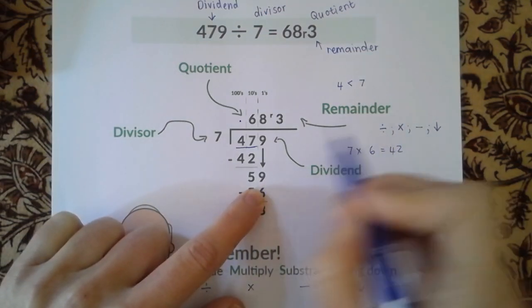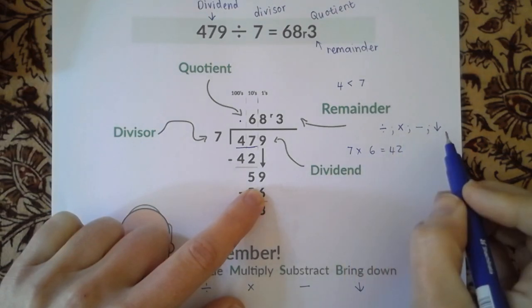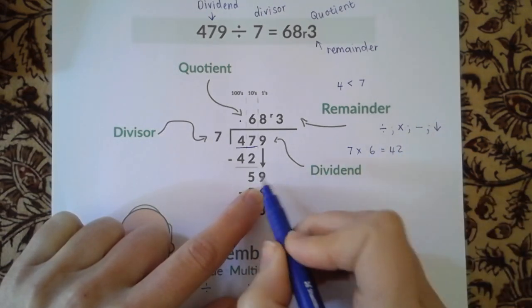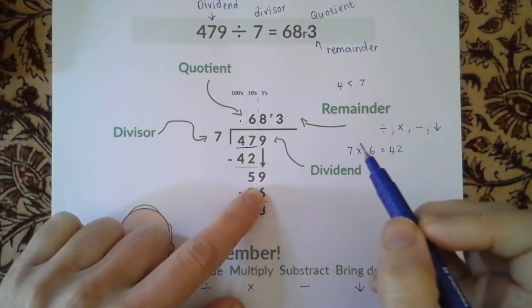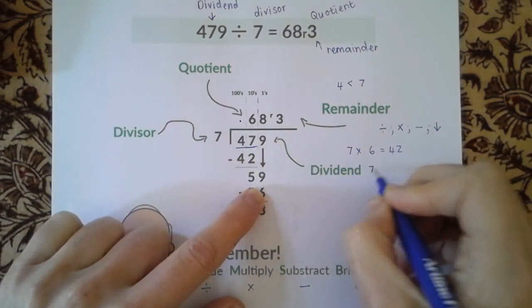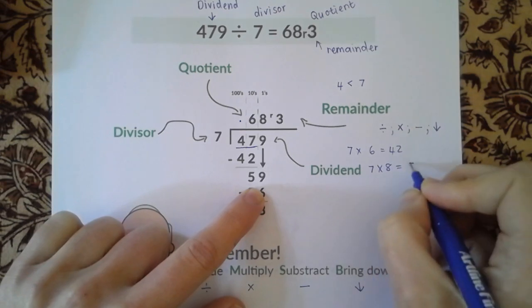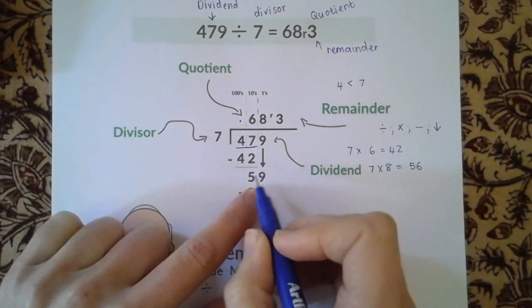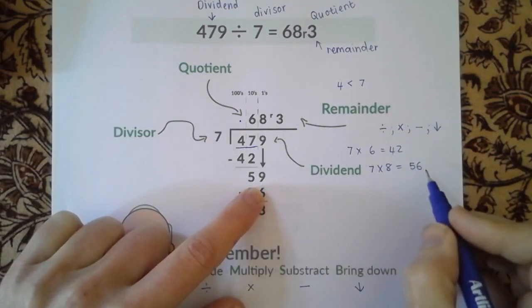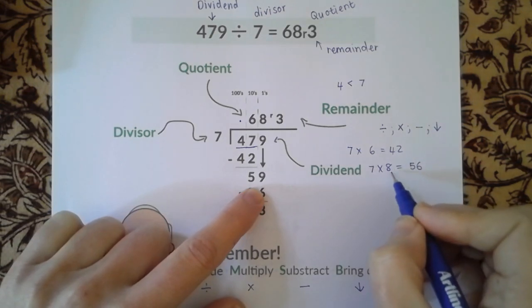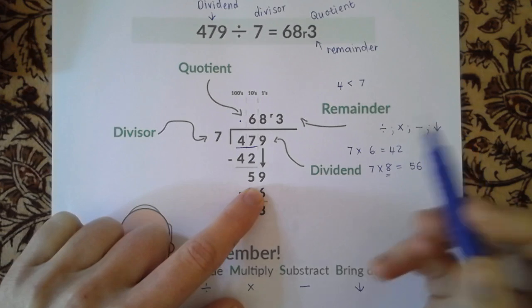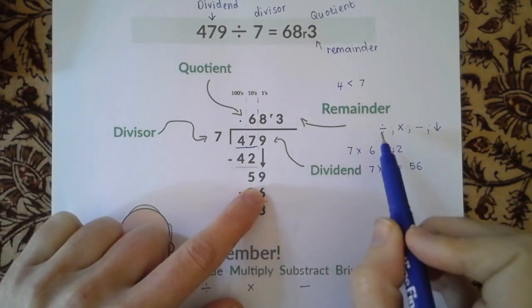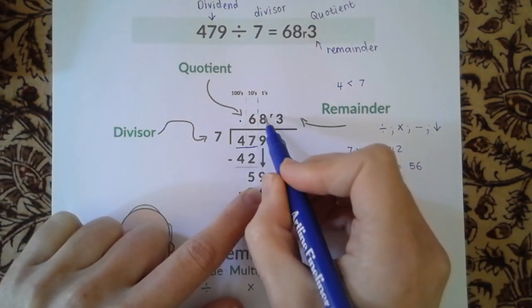Okay, so now the 5 changes to 59. And now we're going to start all over with the steps again. Now you're going to say divide. 59 divided by 7. Think of the closest number to 59 that 7 will divide into. That would be 56. So how many times does 7 go into 56? That would be 8 times. Remember, you need to know your tables. So we say 59 divided by 7, and that is 8.